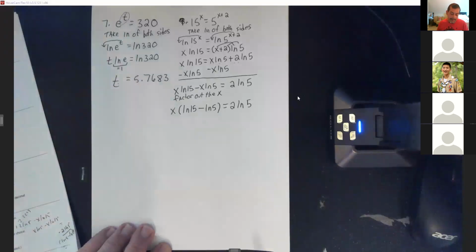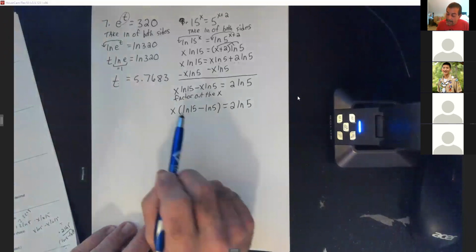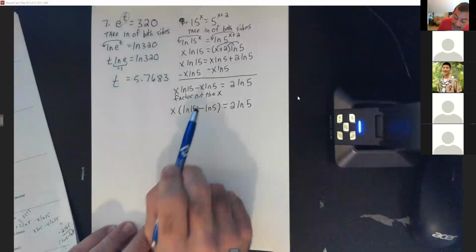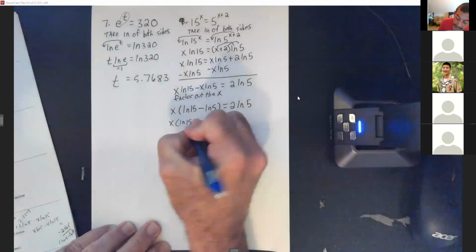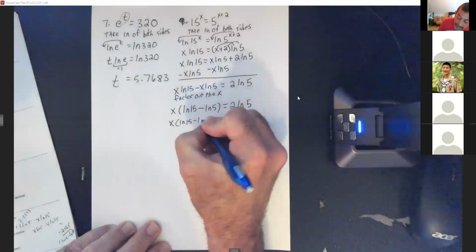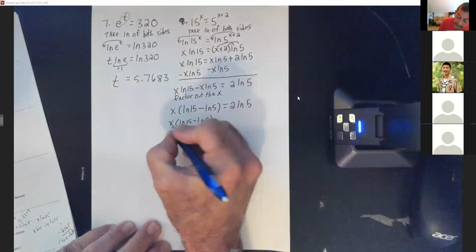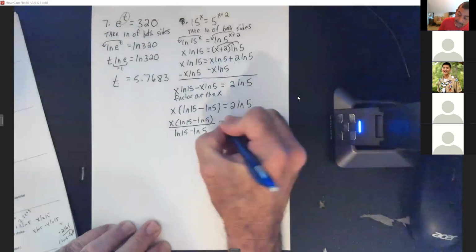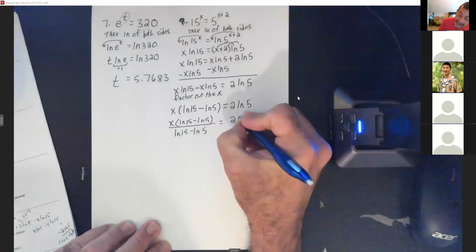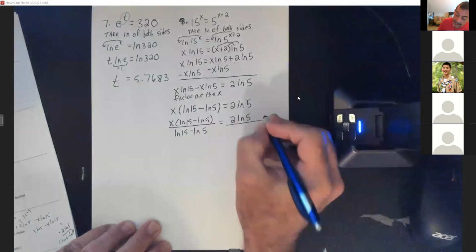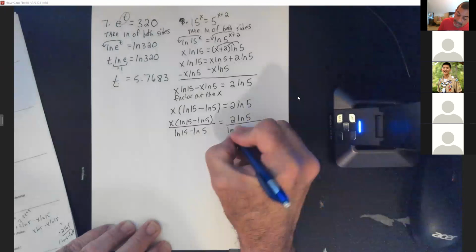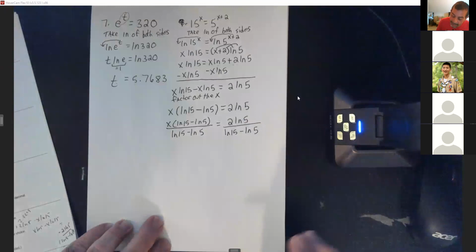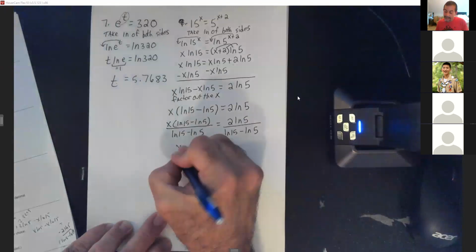All right, y'all, if you remember a while ago, I've got an x times parentheses. I'm going to divide by these parentheses on both sides. So I'm going to divide this side by ln 15 minus ln 5. And then the 2 ln 5 will also be divided by ln 15 minus ln 5, so that this will give me my x after that cancels.